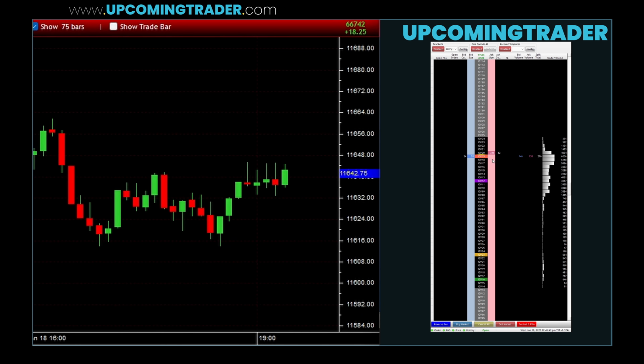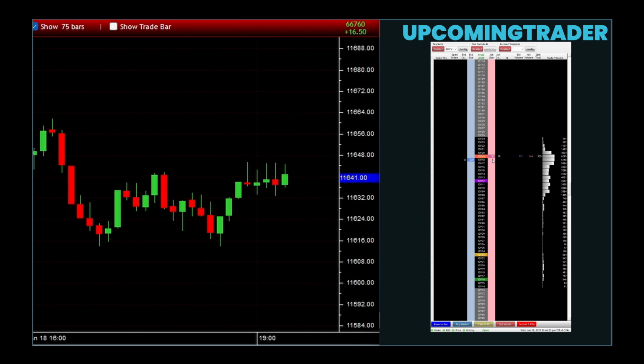Before we dive into all the details, let me ask you this. What if you could see exactly where most traders are stepping in to buy or sell, giving you an edge in identifying those critical price levels? Let us start by breaking down what exactly the fixed range volume profile is.